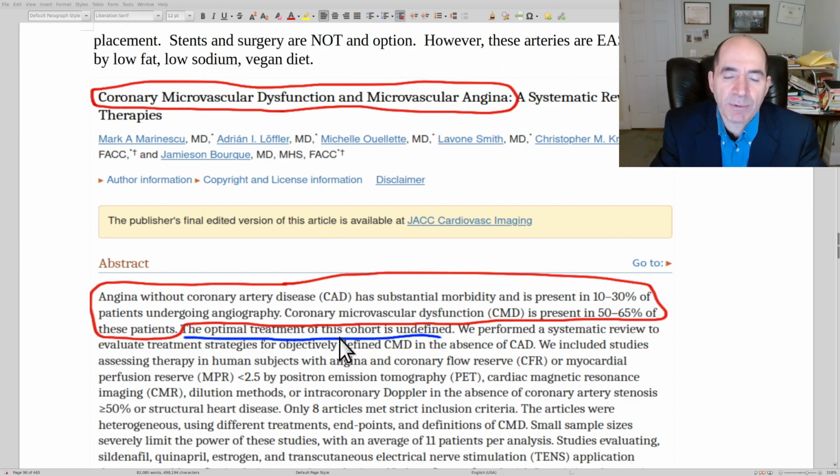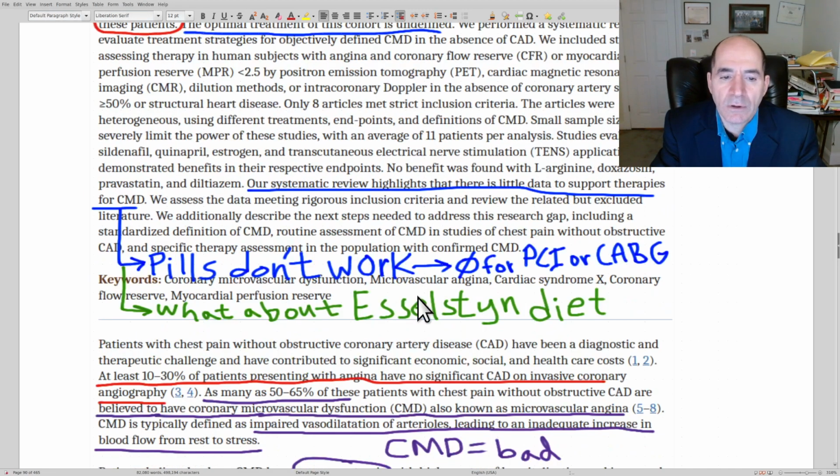And listen to this, here's a typical academic article. The optimal treatment for this cohort is undefined. Basically, they're saying we don't know what to do with these patients, okay? And it has a substantial morbidity. They see it in a significant number of patients that undergo coronary angiography. It's an important thing to know about.